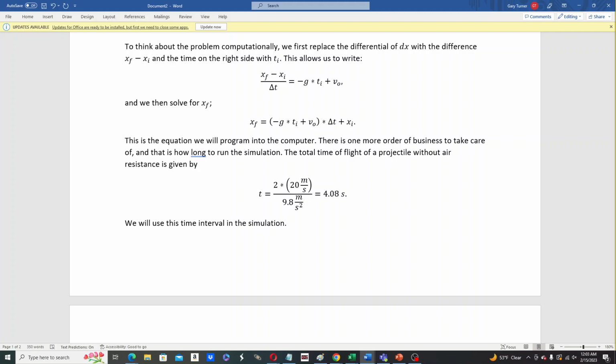But projectiles come back and they hit the ground, and we need to have some sense of how long to run our simulation to keep it physical. And so we compute the total time of flight, which turns out to be about 4.08 seconds. It's, in fact, just slightly more than that, but just taking it out to 2 decimal places, 4.08 seconds. So this is the total time that we're going to use in the simulation. So let's actually pull up the code.